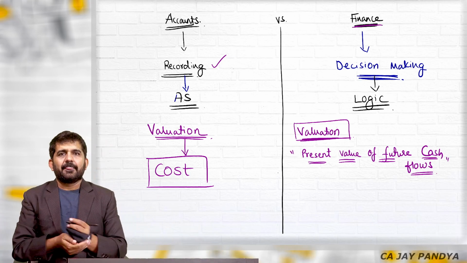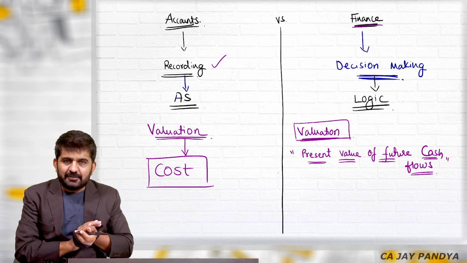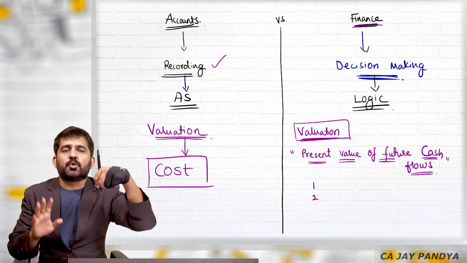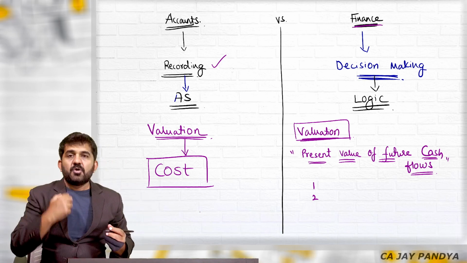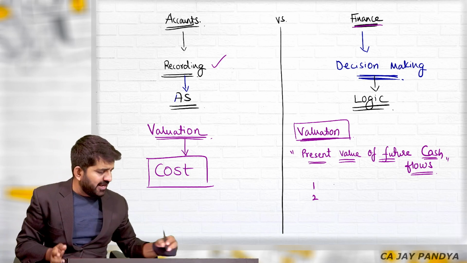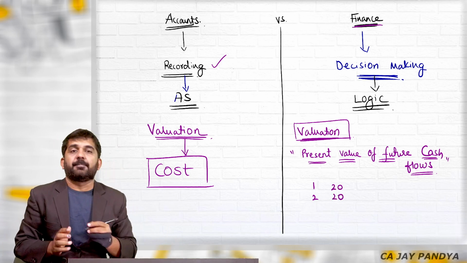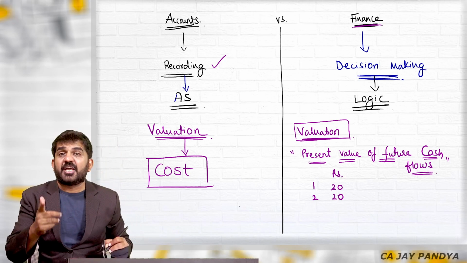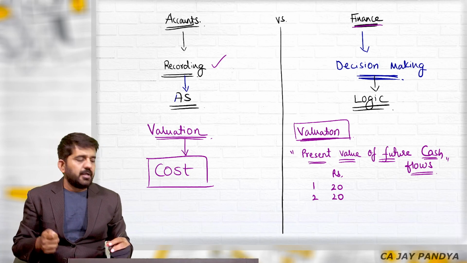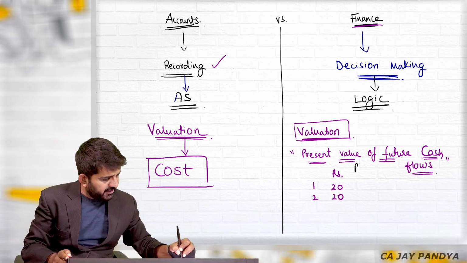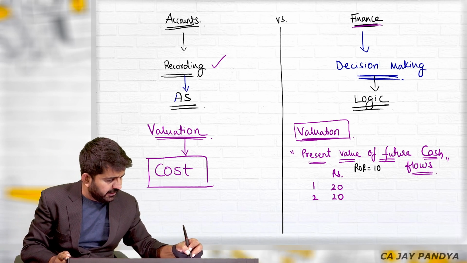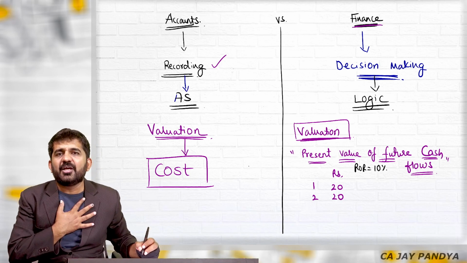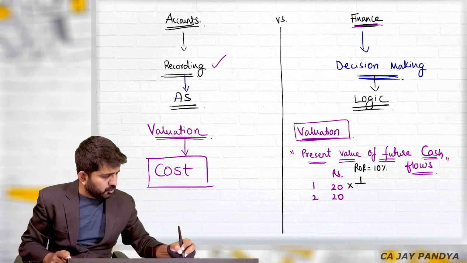Try to understand. I am planning to purchase this pen. I think that this pen will be useful to me for 2 years, which will generate a direct or indirect cash flow of 20 rupees per annum. This is cash flow, not profit. My required rate of return. So now it is becoming technical. Yes, I'll explain this discounting rate or required rate of return. My required rate of return is 10%. How to find out the value of this pen?